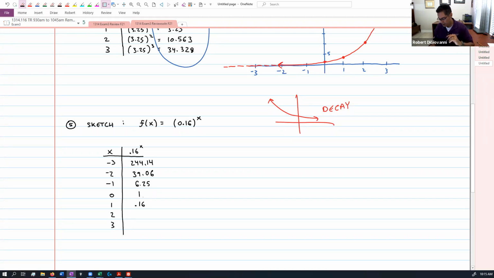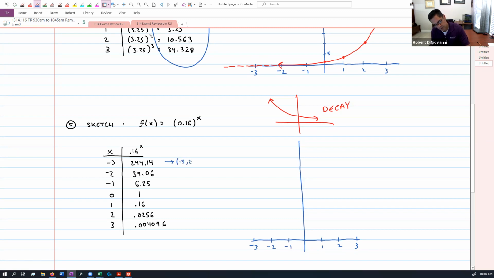0.16 to the first power is itself. 0.0256. 0.004096. Oh, this is going to suck. Okay, well, this is going to be hard to draw. The reason is that 244. When I plug in -3, I should get 244.14. That's way off the chart here, isn't it?